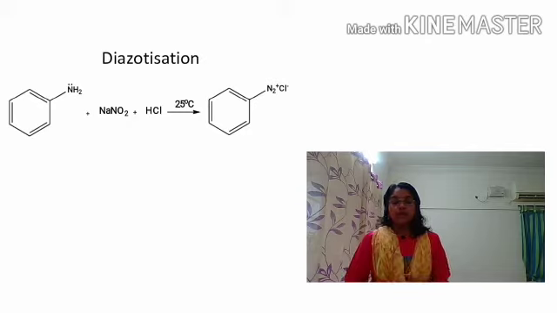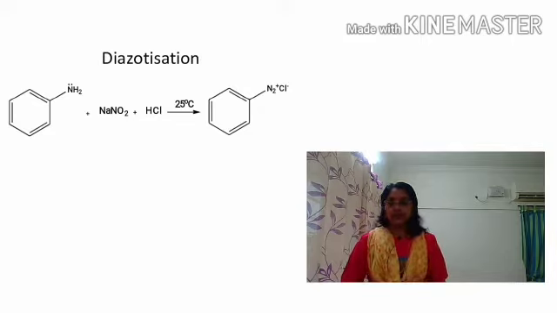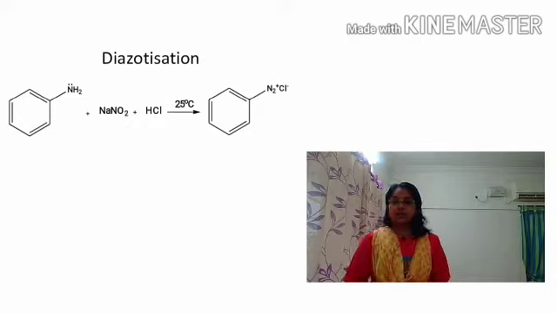And the reaction is carried out at low temperature. Why? Because after getting the diazonium salt, it may easily react if the reaction temperature is high. That is why the reaction is mainly carried out at low temperature. And one more important point to note is that nitrous acid, HNO2, is highly unstable. Therefore, we prepare it in situ by the reaction between sodium nitrite, that is NaNO2, and any acid medium.